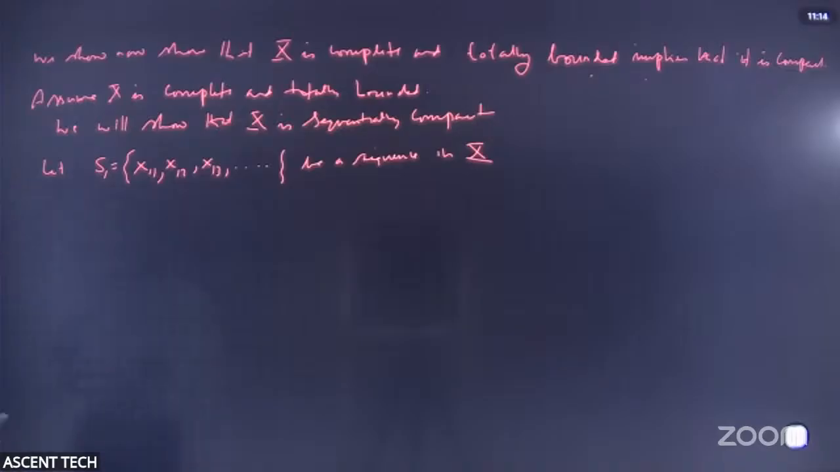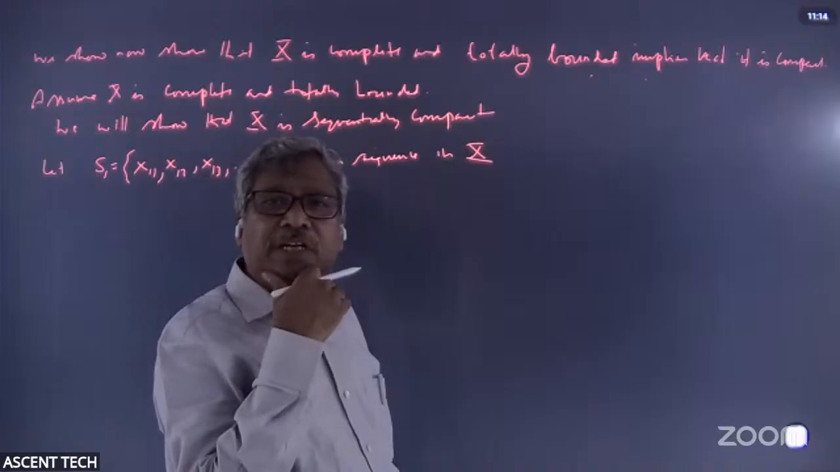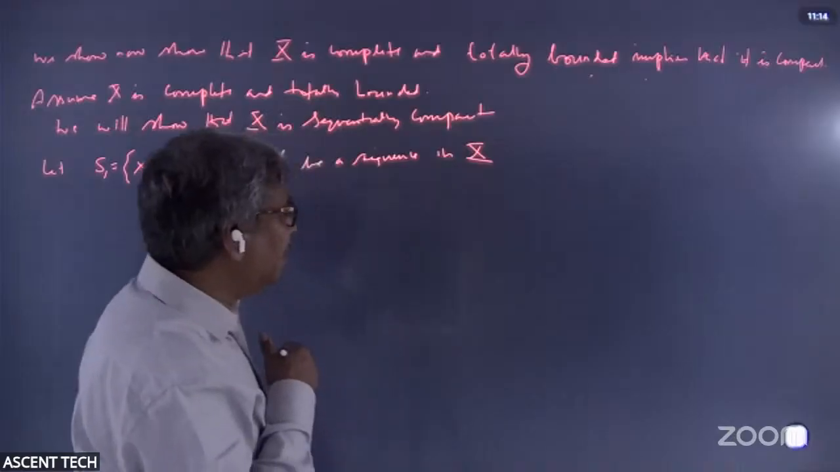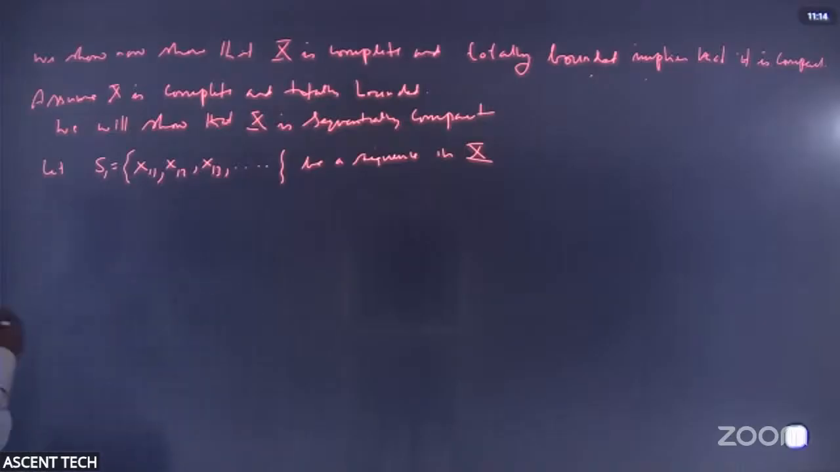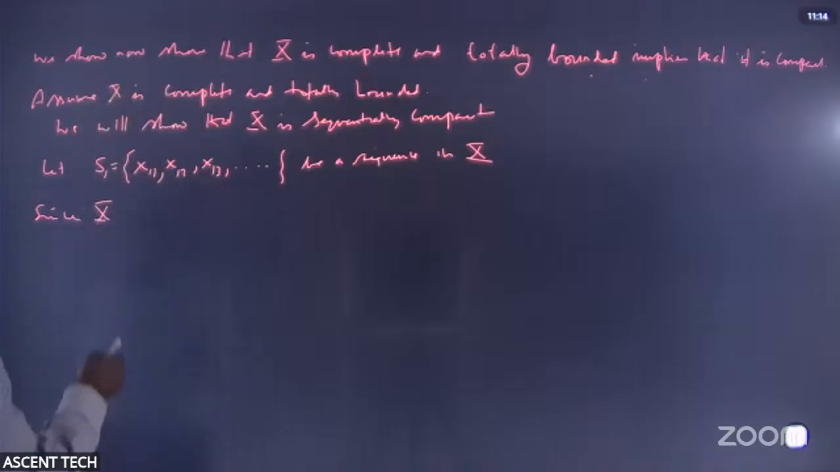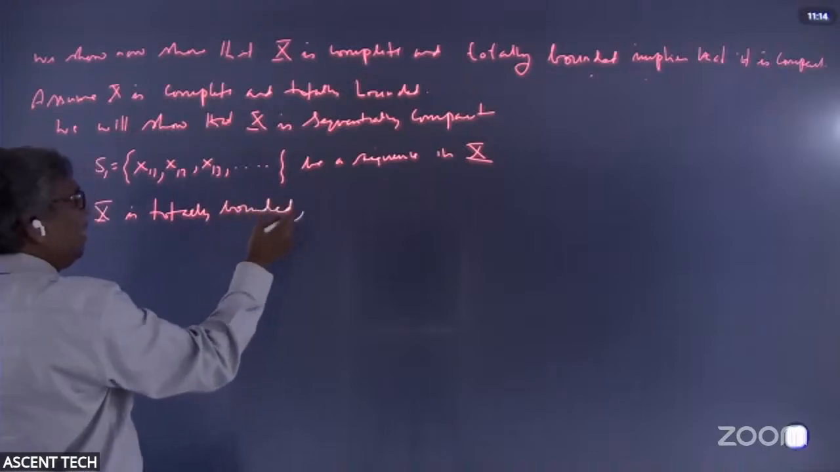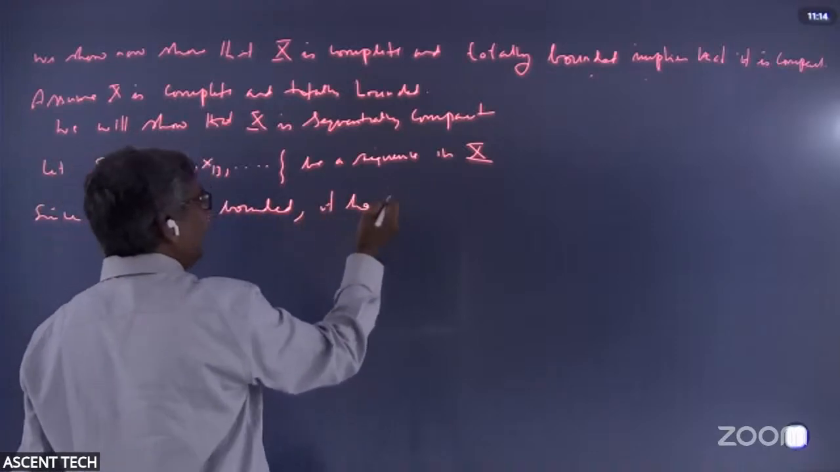Let X11, X12, X13, etc. be a sequence in X. X is not yet known to be compact; compact is what I want to prove. Since X is totally bounded, it has a 1/2 net.